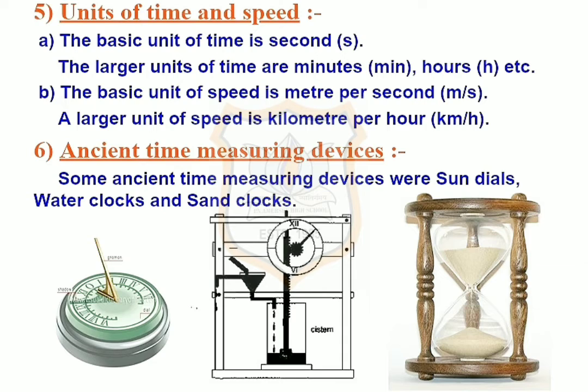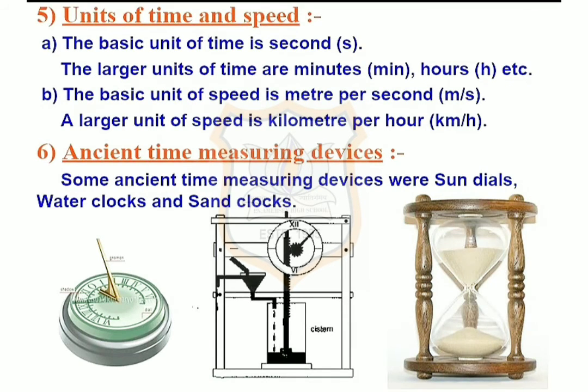Students, what would be the basic unit of speed? The speed is distance upon time. The basic unit of speed is meter per second. Of course, it could also be expressed in other units such as meter per minute or kilometer per hour. As you know, the symbols of all units are written in singular. So the basic unit of speed is meter per second and the larger unit of speed is kilometer per hour.